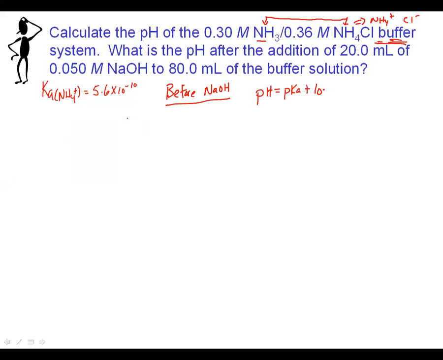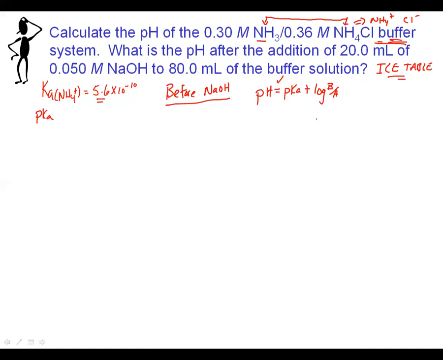Because it is a buffer. You could do an ICE table if you wanted to, perfectly fine, but a lot quicker calculation probably in this case. Because it's a buffer, we can use the Henderson-Hasselbalch equation because that's essentially what it's for, so we could go right into it. We do want to calculate the pKa value. If it was not given to you, you would need to look it up.